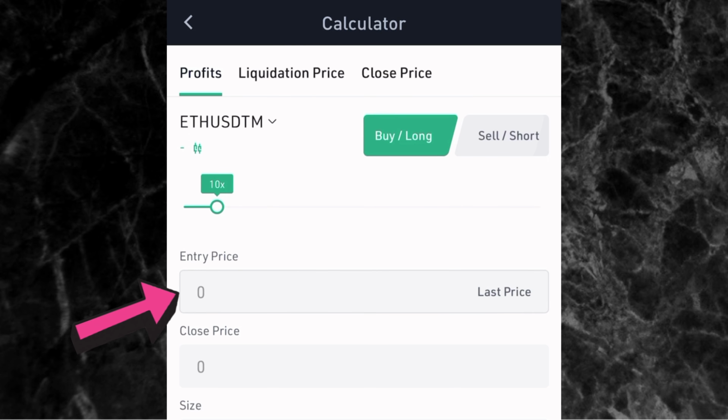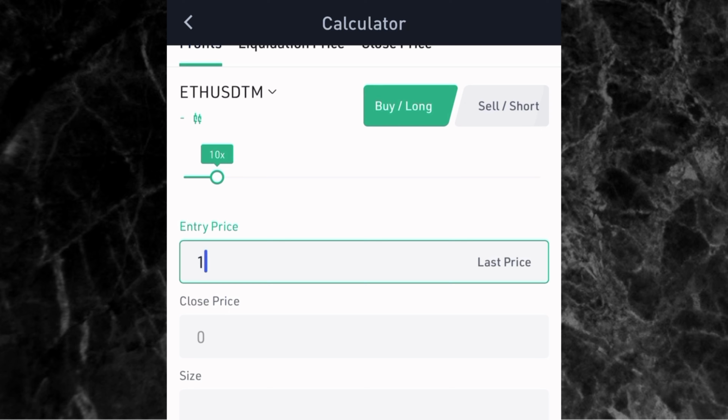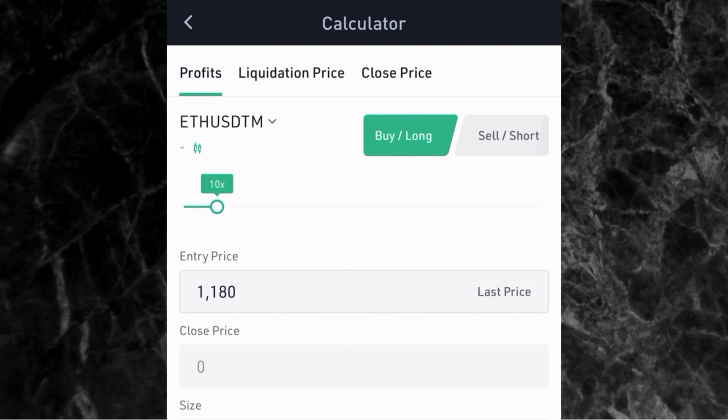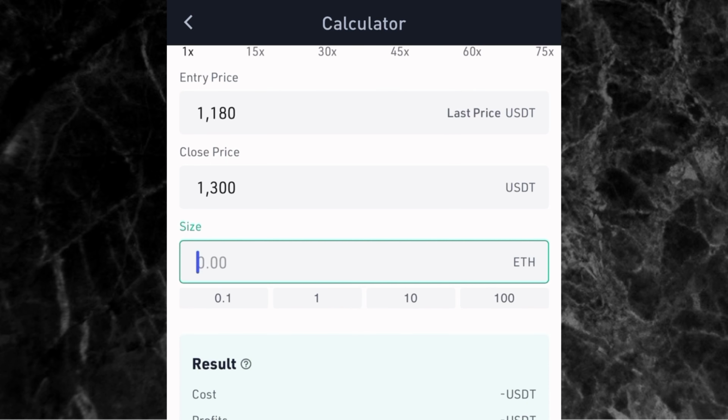And the next thing is to pick the entry price, that is the price at which you are entering the trade. So let's say you want to enter this trade at 1,180 USDT. And your close price is your take profit, where you want to take your profit. So let's say you want to take your profit at 1,300. So the next thing is to pick the size of ETH, or the amount of ETH you want to trade. So let's still pick 1 ETH right here.